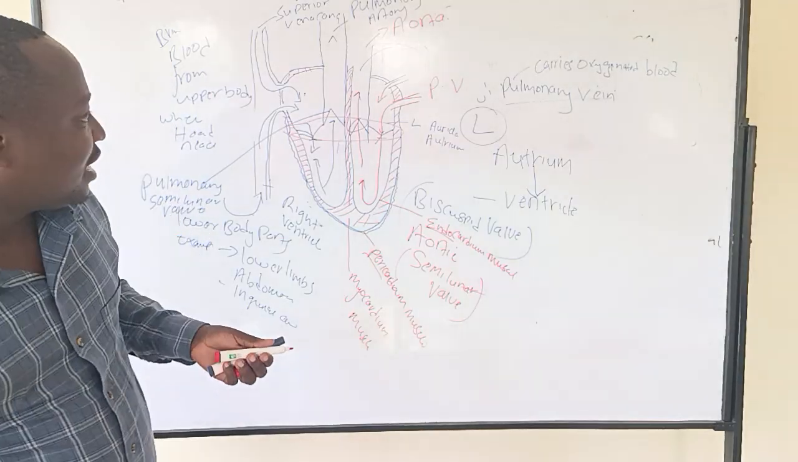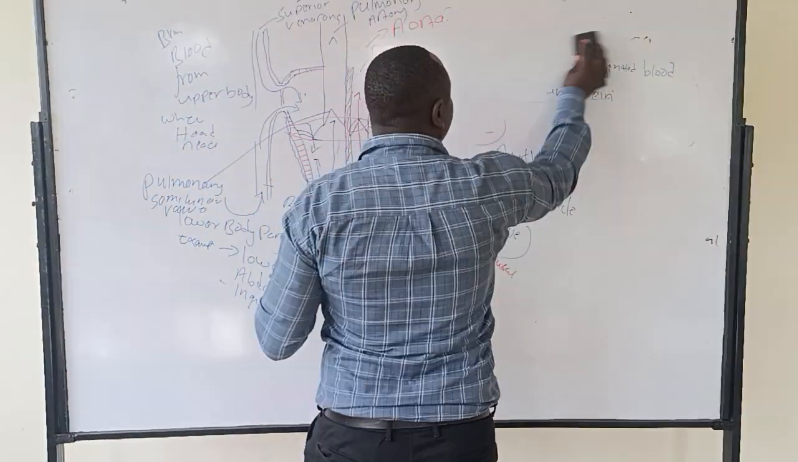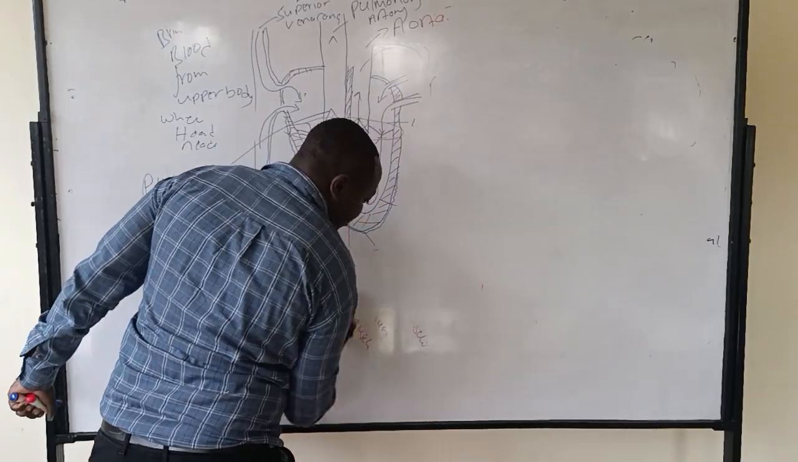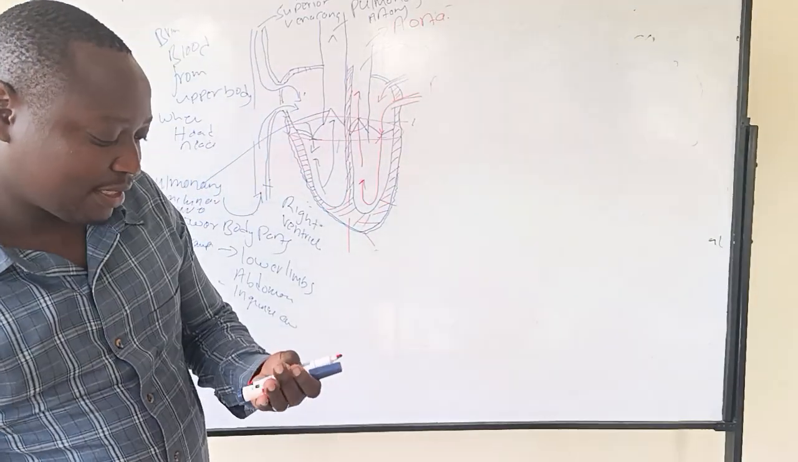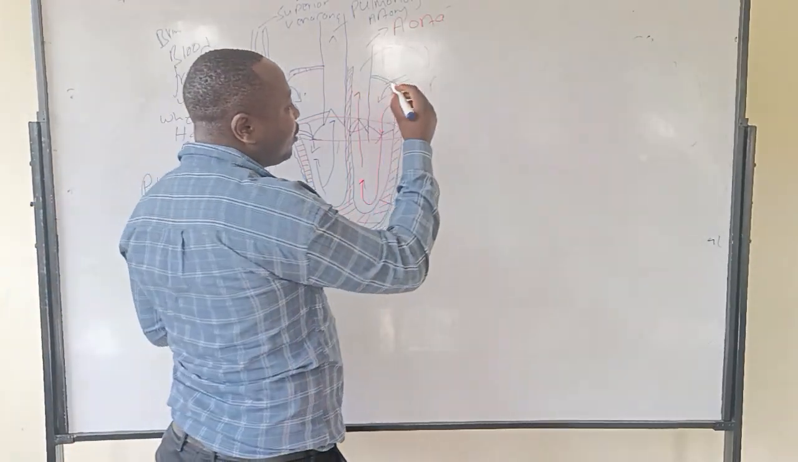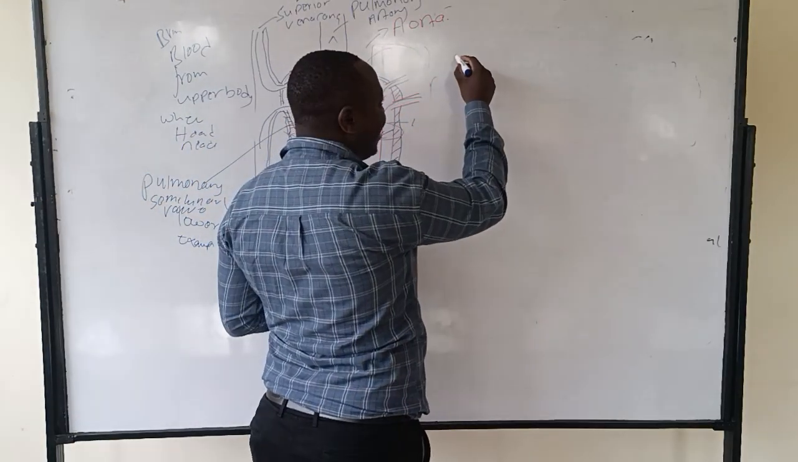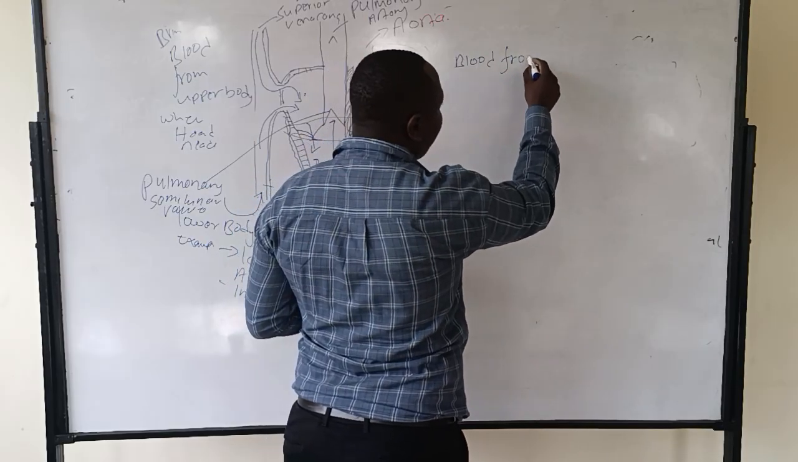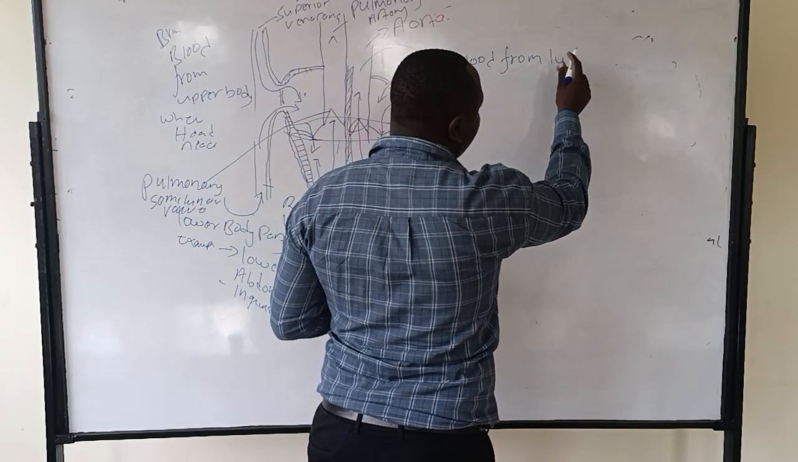Now I want us to do a quick summary of these so that we can end our session today. So we are going to start with the flow of blood from the body.